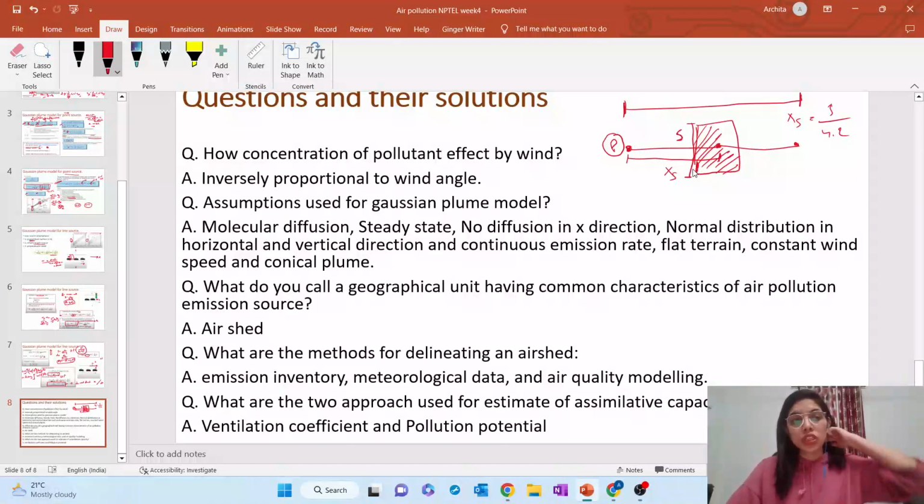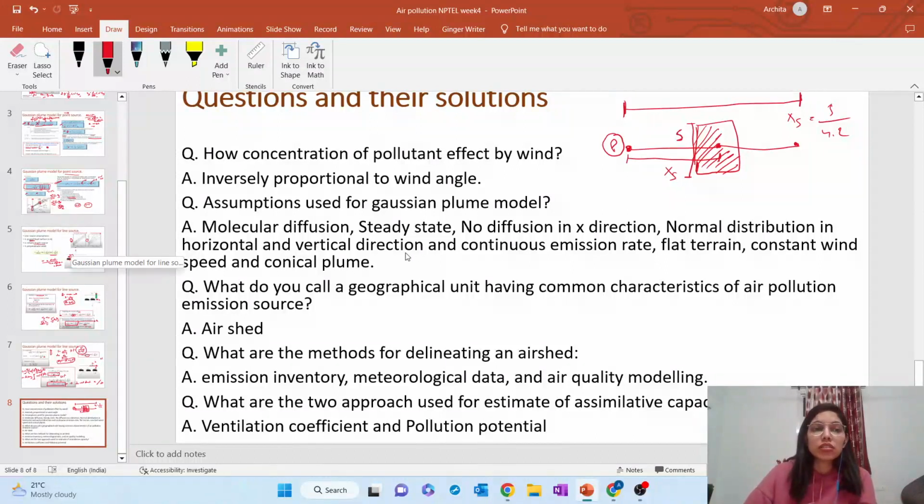Okay, so these are the three different plume models for the line, point, and area source. I hope I was able to make you understand. If there is any doubt, you can ask me. I will try to resolve it.